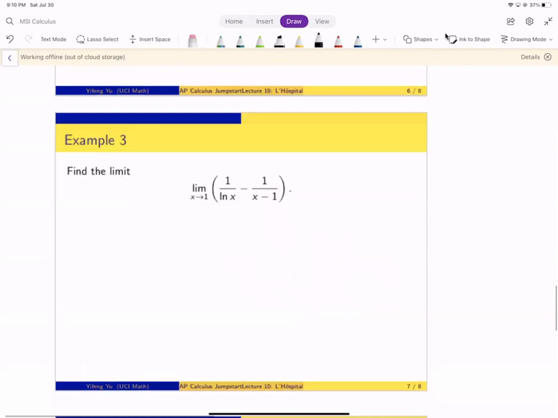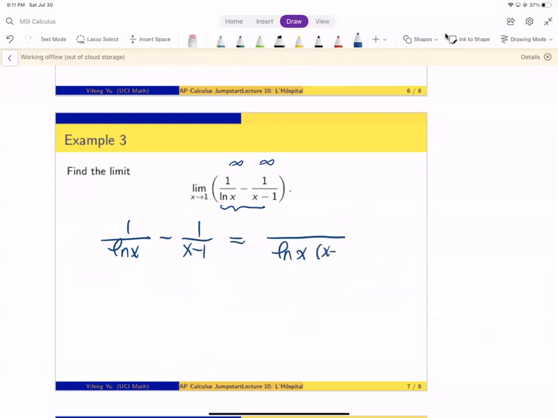Okay, example 3. Let's find the limit of 1 over log x minus x over x minus 1. Here the point is, as x goes to 1, this is like infinity and this is also infinity, so infinity minus infinity is indeterminate. So what we do is, let's first combine these. I just combine these two fractions. So we have the denominator x minus 1.